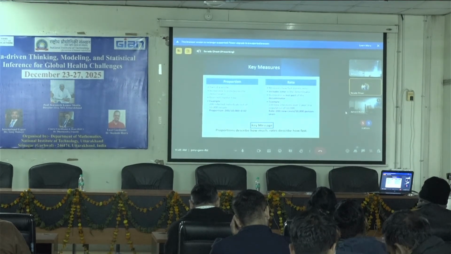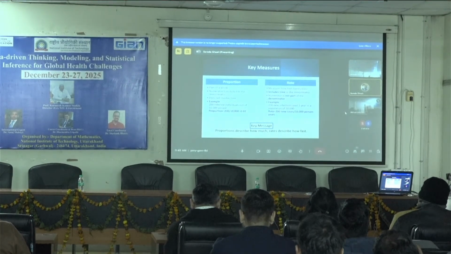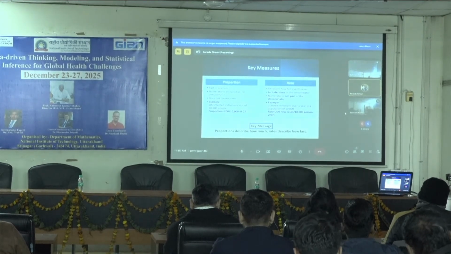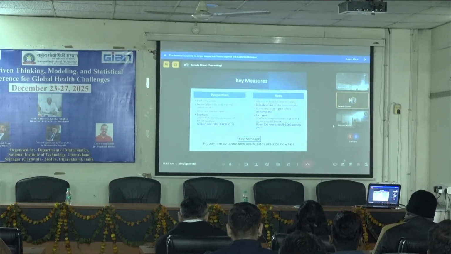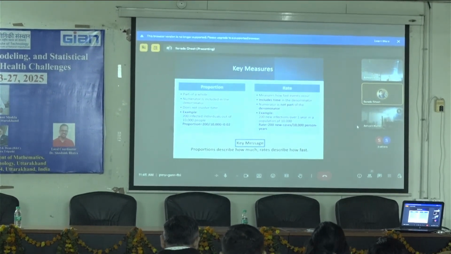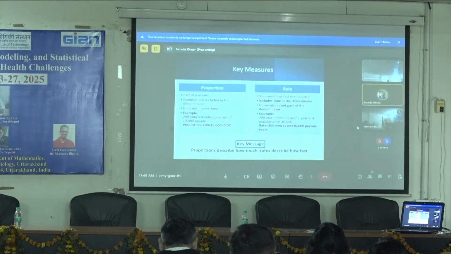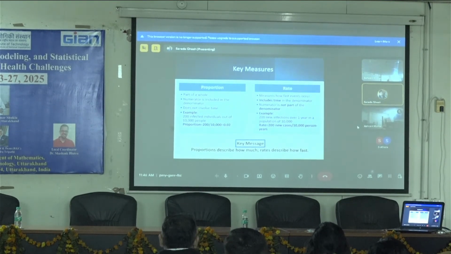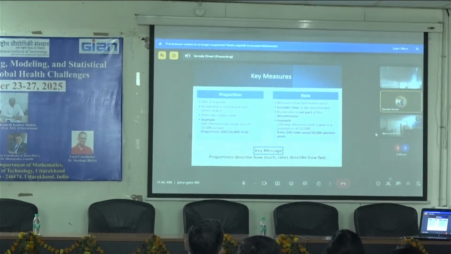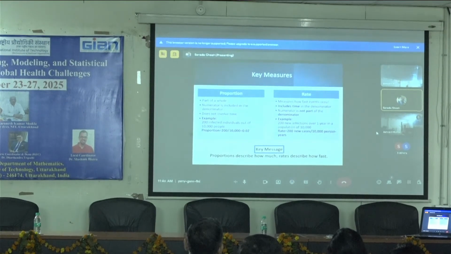But a rate measures how fast events occur, including time in the denominator. The numerator is not part of the denominator. The example is 200 new infections over 1 year in a population of 10,000. So the rate is 200 new cases divided by 10,000 person-years. This is the basic difference between proportion and rate: a proportion does not involve time, but in a rate, time is one of the most important factors. So the key message is proportions describe how much and rates describe how fast.